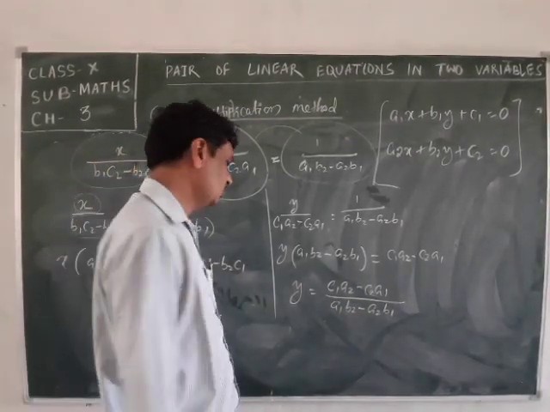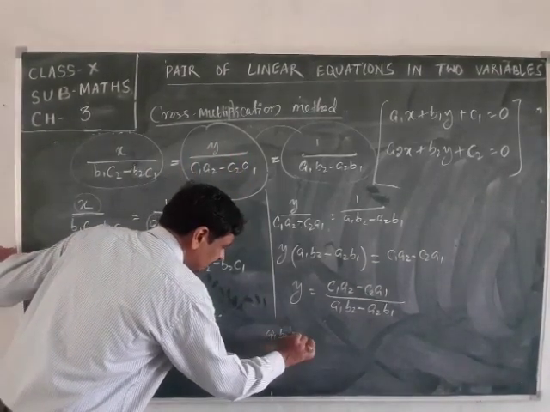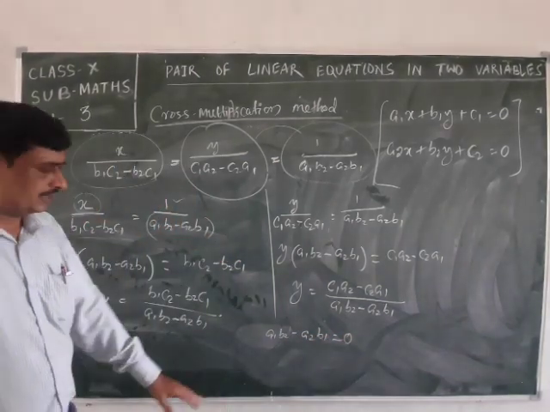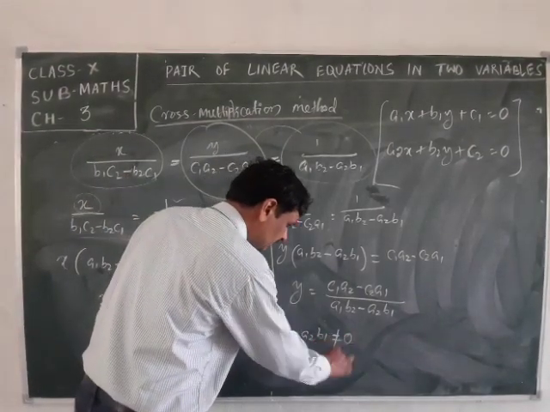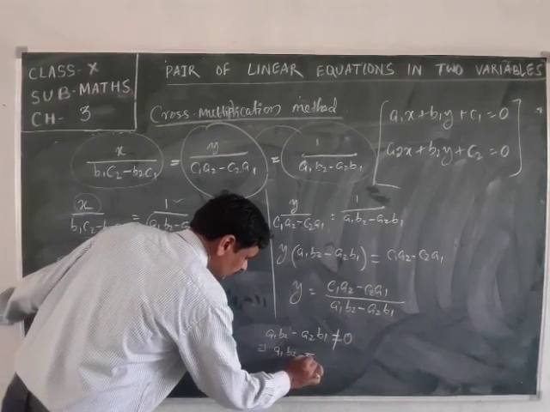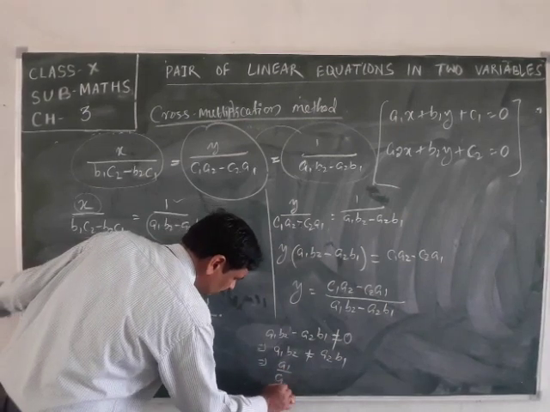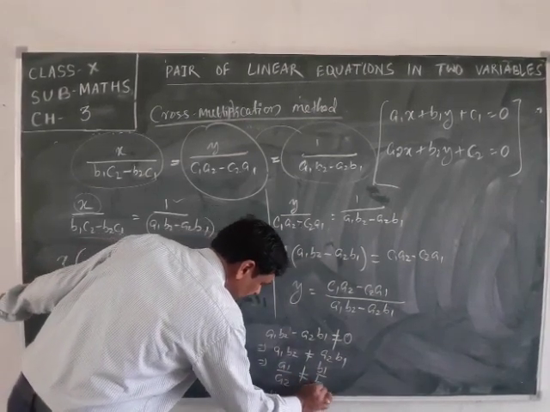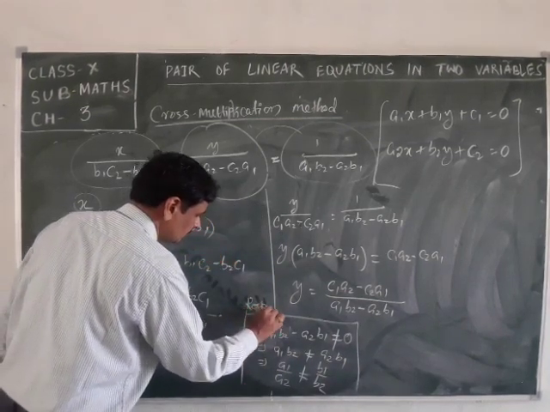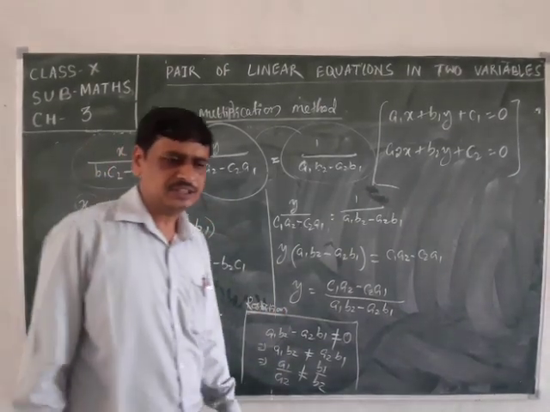It will not exist. So there is a restriction that a1 b2 − a2 b1 should not equal 0. This means a1 b2 will not equal a2 b1. This implies a1/a2 should not equal b1/b2. This one is the restriction: the denominator should not equal 0.